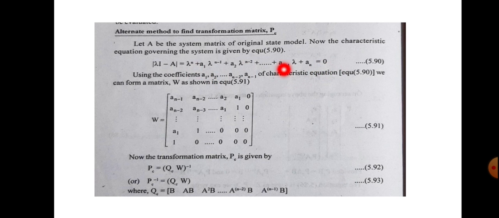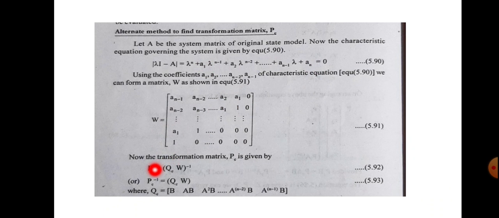And here you will get an equation starting from lambda raised to n down to a n. And here you have to note the coefficients of this equation. And by using the coefficients, you are forming a matrix. We are calling it the W matrix. Its entries will be a n minus 1, the last coefficient, and next the second last, third last, finally a1 and finally 1. Next you will start with this one. So you will go like this. So the entries will be like this. So W is the matrix obtained from the coefficients of this equation.